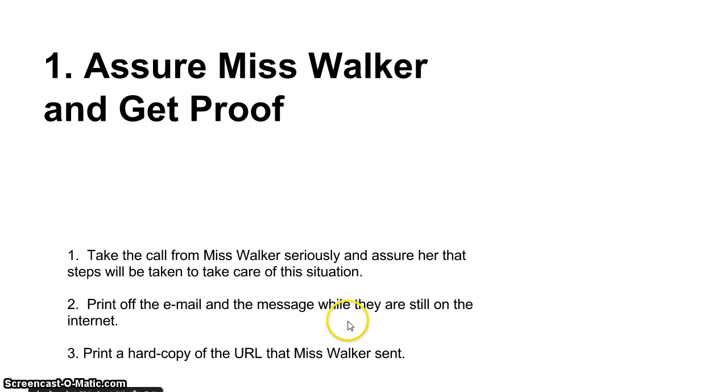So first, we're going to assure Ms. Walker that we are taking the call seriously, that we're not going to ignore that. We will be taking care of this problem, and we know that it is a problem. This is nothing that she should go through.